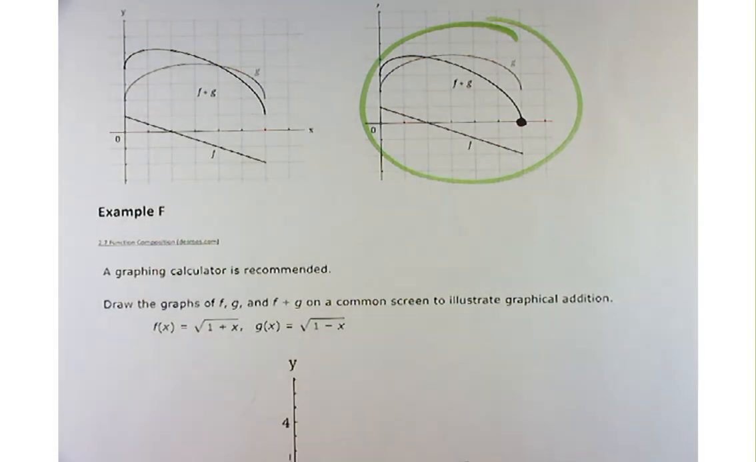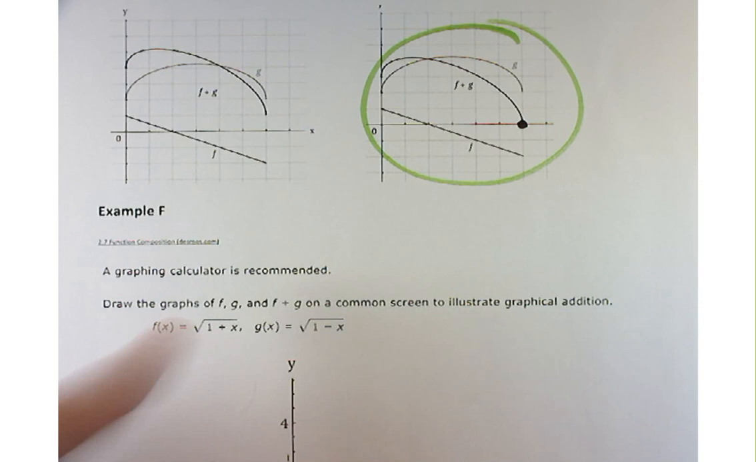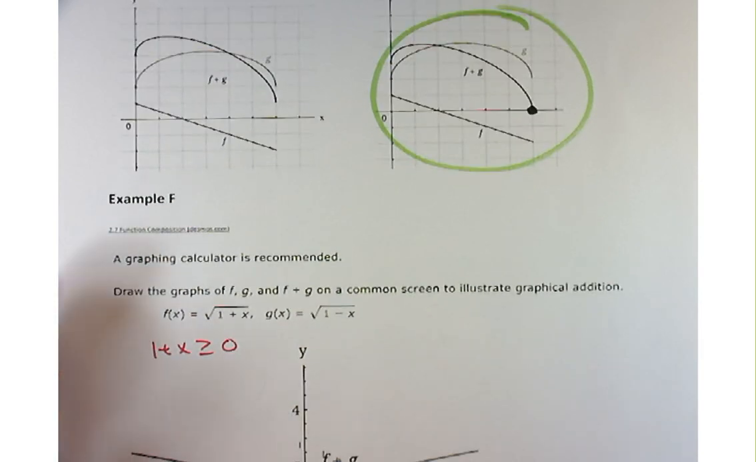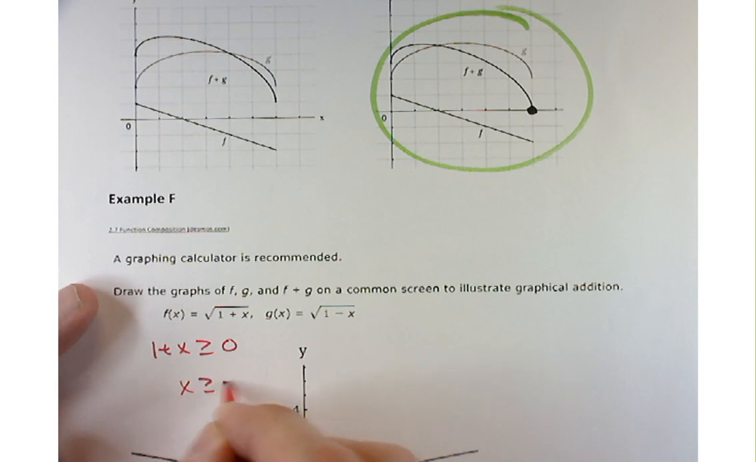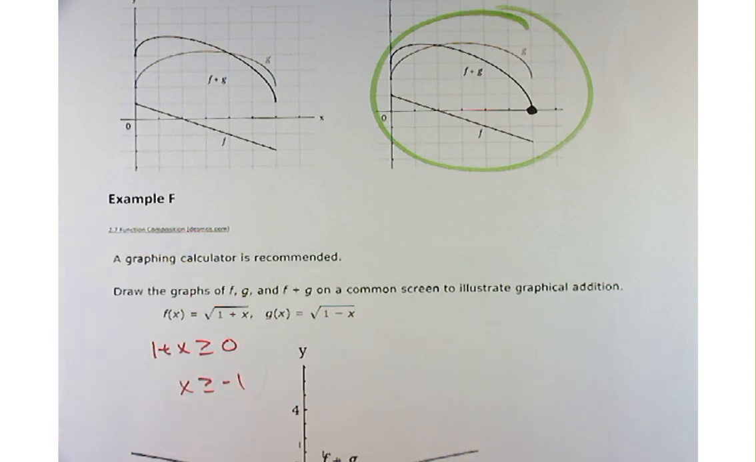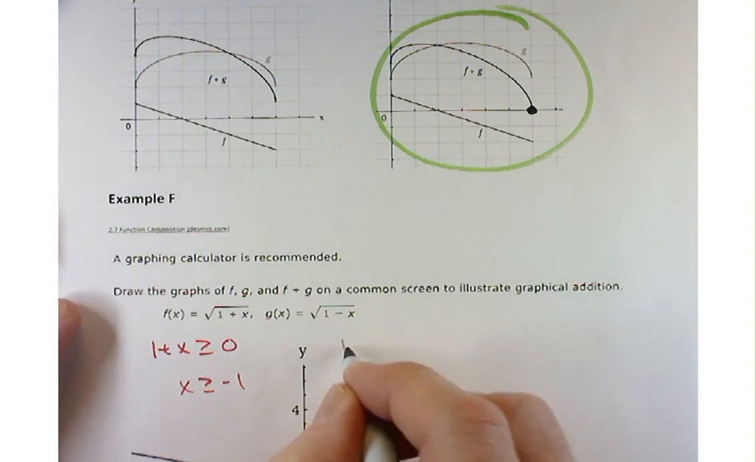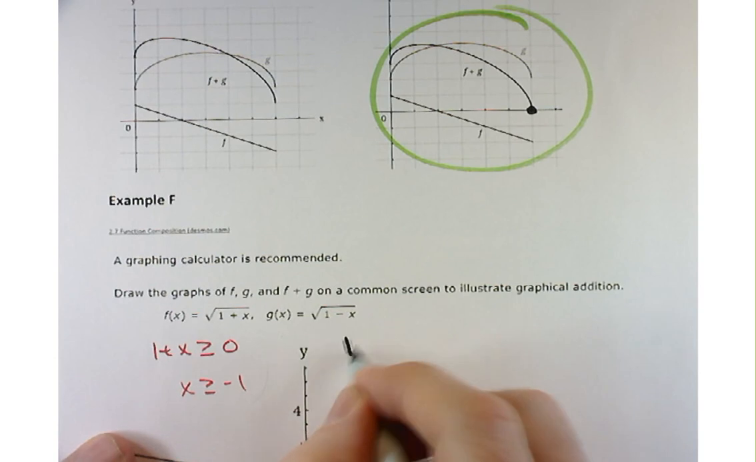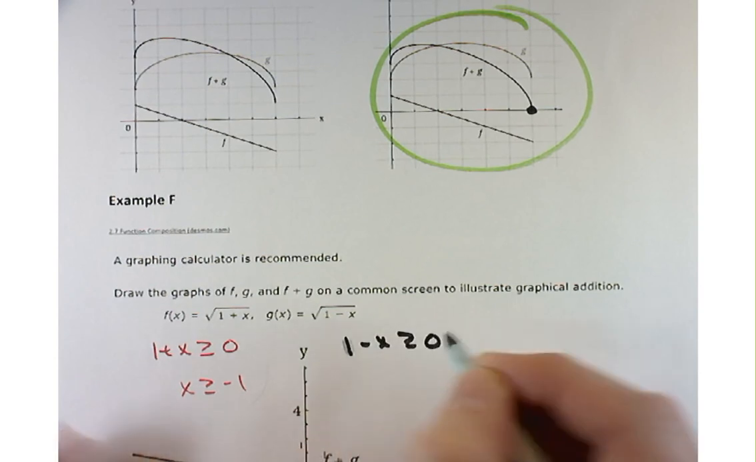Okay. So let's finish up example F here. So the first thing I want to know is where is 1 plus x greater than or equal to 0? And that's going to be when x is greater than or equal to -1. And then I'll look at the other function and try and decide, well, where is 1 minus x greater than or equal to 0?